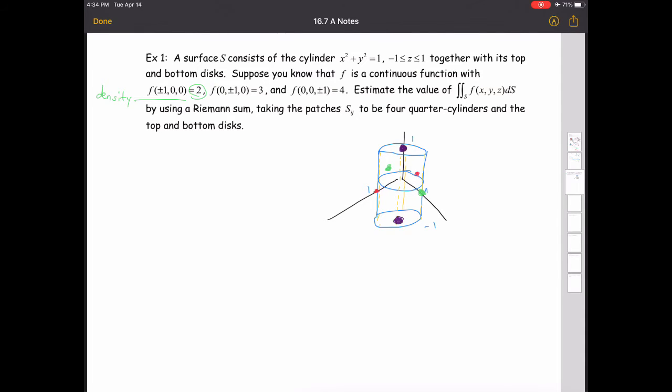All right, so now that we have a good visual, a good understanding of what was happening, how do we find the actual surface integral? Well, it said to use Riemann sums, so we're doing approximations based upon those dots. So what we need to do is find the top and the bottom areas.